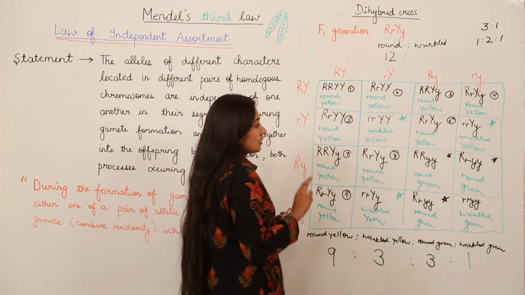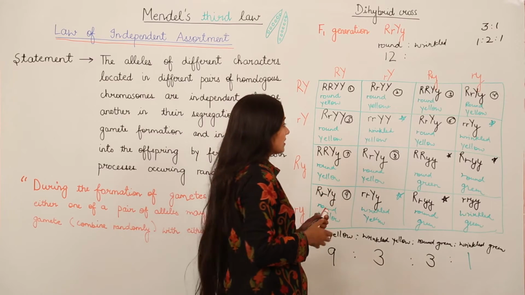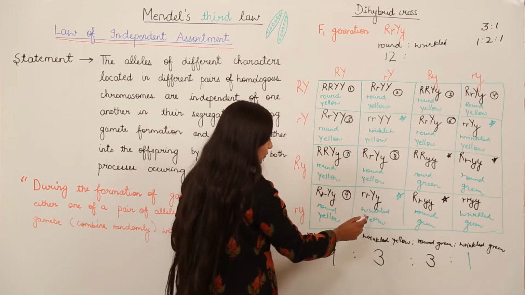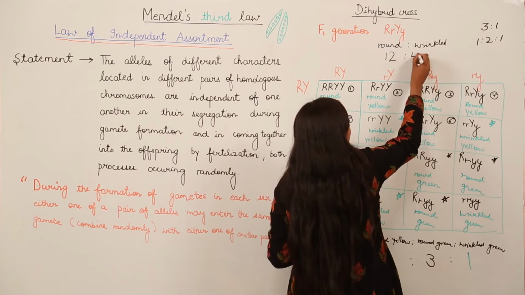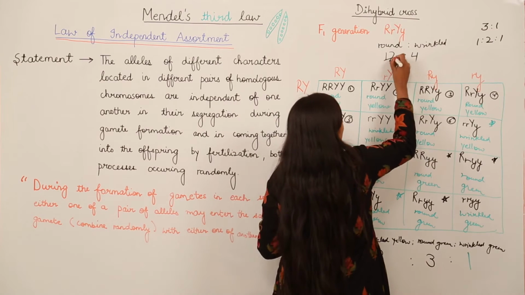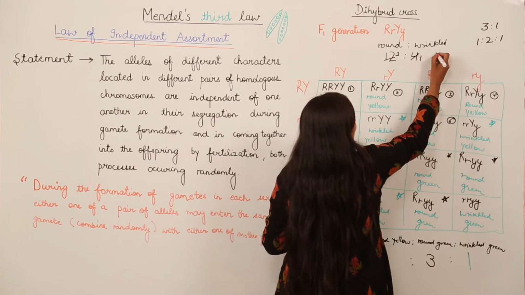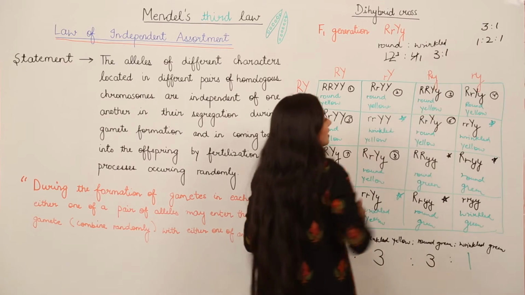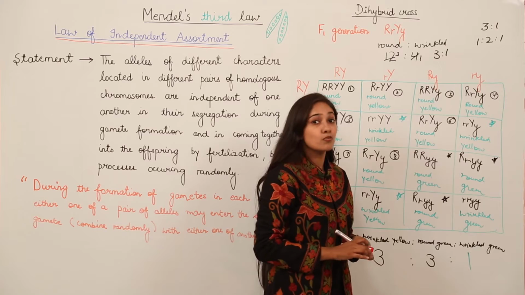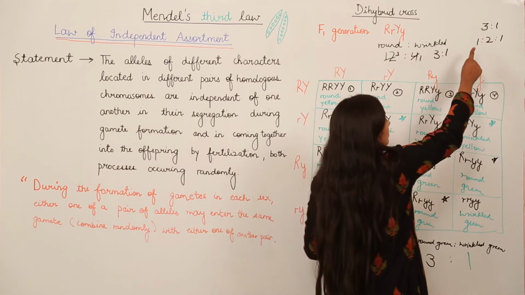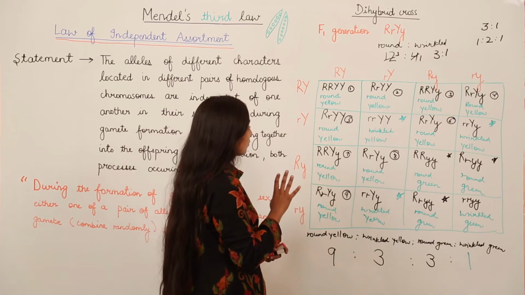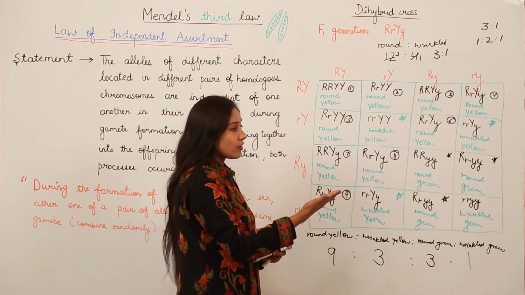Then if we count the number of wrinkled seeds, we have here 1, 2, then 3 and 4. So we have 12:4. When I simplify this, it is going to be 3:1. So the ratio of round to wrinkled is going to be 3:1. This is what we had for the monohybrid cross, that is 3:1.